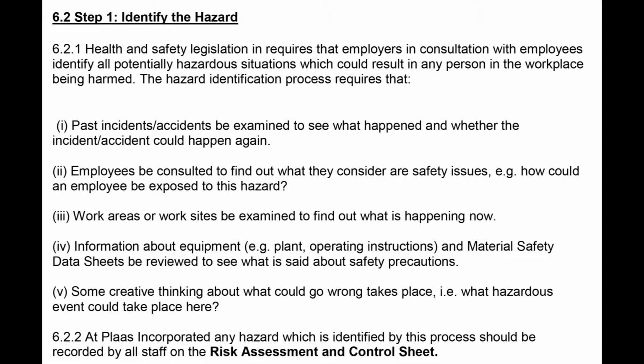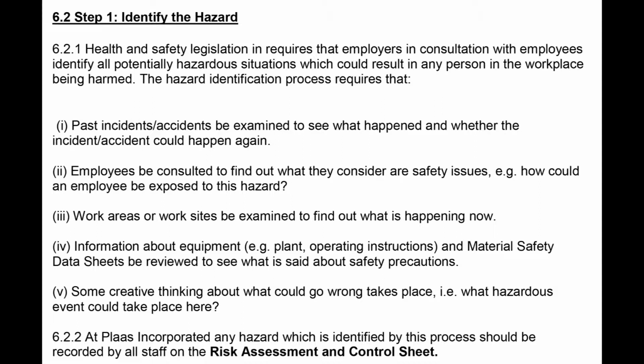Health and safety legislation requires that employers, in consultation with employees, identify all potentially hazardous situations which could result in any person in the workplace being harmed. The hazard identification process requires that 1, past incidents and accidents be examined to see what happened and whether the incident or accident could happen again. 2, employees be consulted to find out what they consider are safety issues. For example, how could an employee be exposed to this hazard?